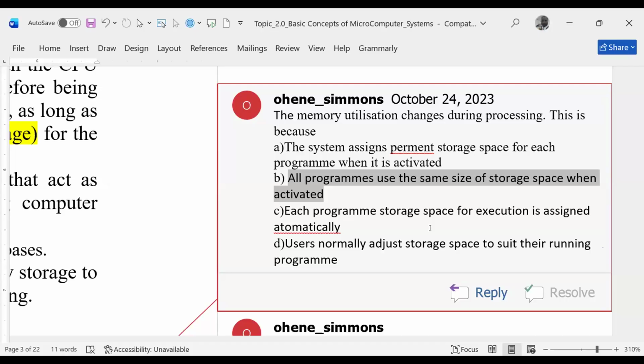The options are A, B, C, D. So choose one quickly. I'll choose D. Read it: the users normally adjust storage space to suit their running program.